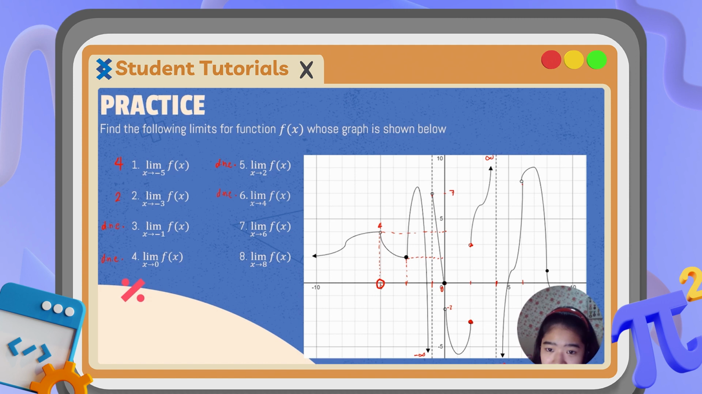If we check the function, this would be approaching 8 from both the left and the right side. So the answer would be 8. And then last, the limit as x approaches 8, 5, 6, 7, 8, this would be here. And it would be approaching 1. So the answer would be 1.